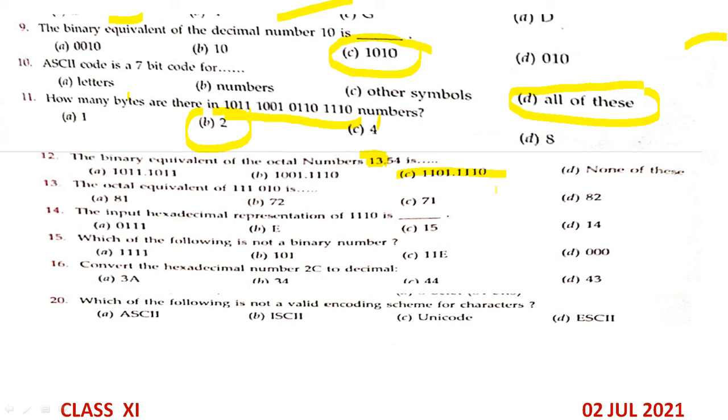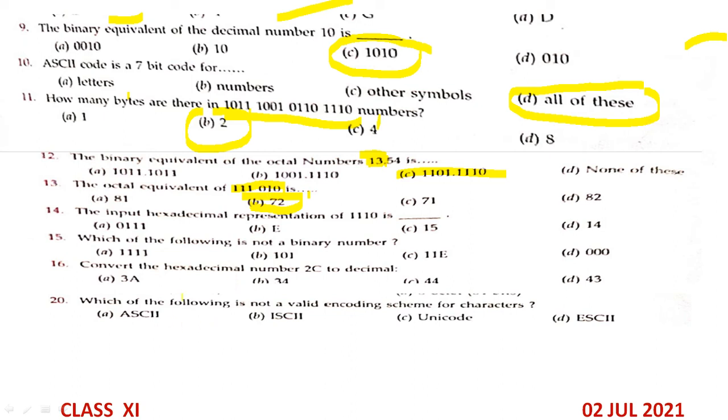The octal equivalent of 111010, I am discussing question number 13 here. As you know, 111 is nothing but 7, right? Why? 1 plus 2 plus 4. And 010 is 1 plus 2 plus 0, that is 2. So this binary sequence represents the octal value 72, right? Answer is B.